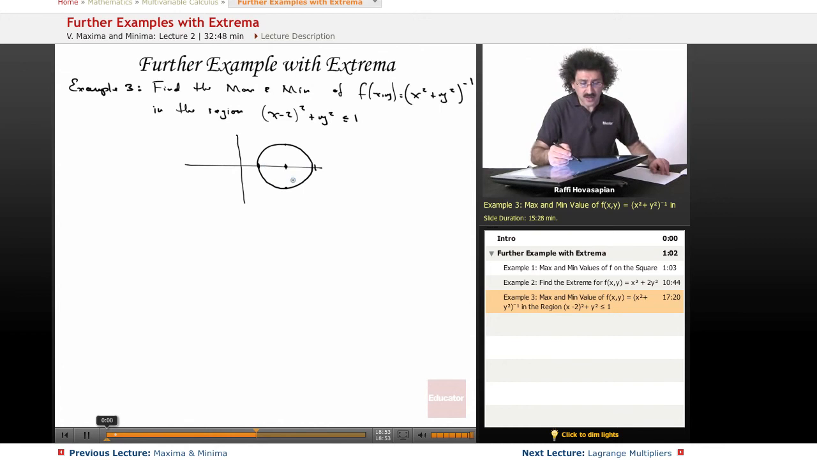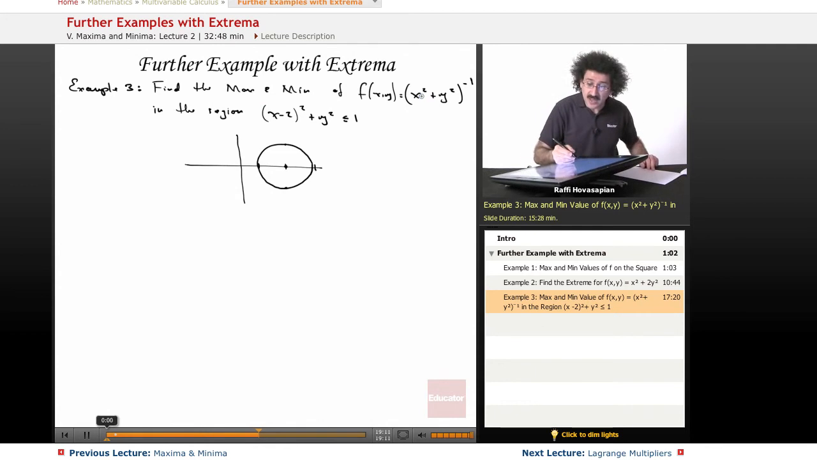So what we're saying here is on this region, all the interior points, including the boundary points, what is the maximum value that this function attains, and what is the minimum value that that function attains? Okay, that's all we're doing here. Well, let's just start and see where we go.